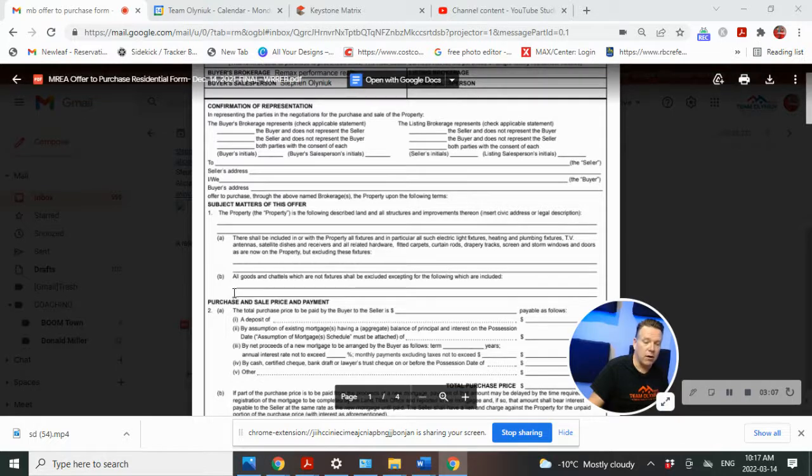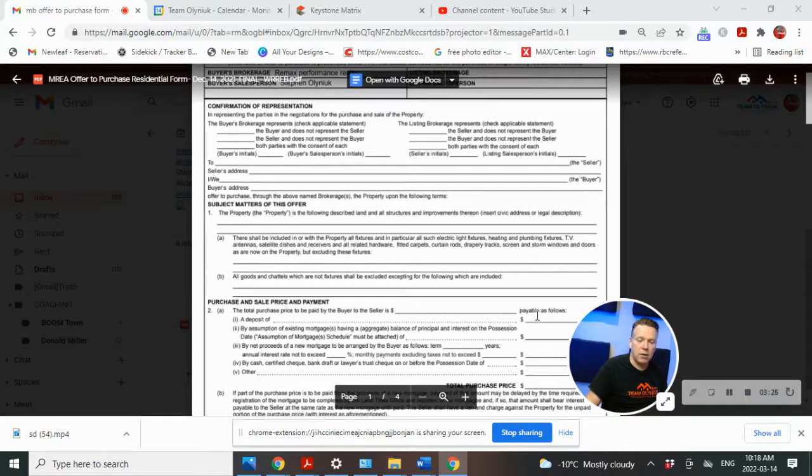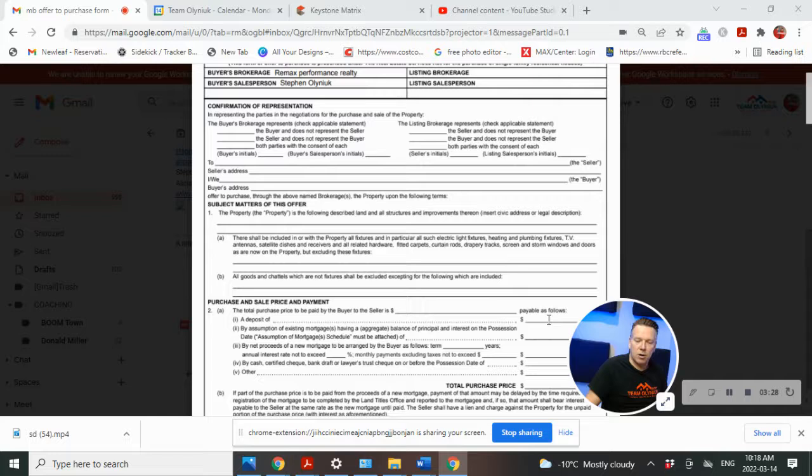Okay. So on this line, if there was things that they wanted to exclude that were bolted down, would be written there. On this line here, it's things that are usually included. Your fridge, stove, washer, dryer, things like those are usually what go in those lines. This line right here will get the amount of your offer, okay? And then right here, you'll get the amount of your deposit.